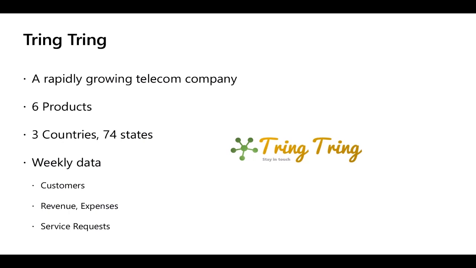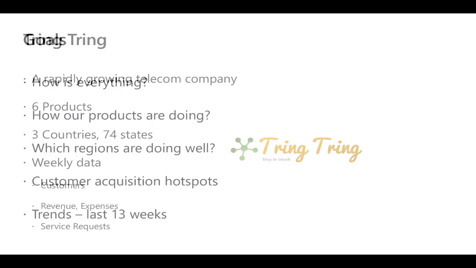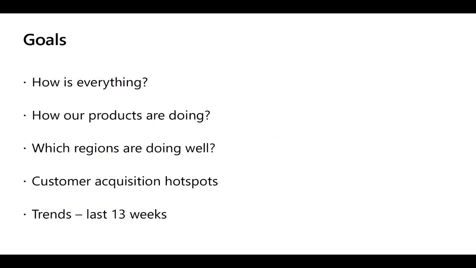For the purpose of this particular dashboard, your objective is to really explain how everything is happening across the business, how products are doing. They sell 6 different product categories, and which regions seem to be doing really well, and are there any customer acquisition hotspots where stores seem to be getting more and more customers, and explore some trends with respect to the last 13 weeks, which is usually just 1 quarter of business operations. So that's our goal.